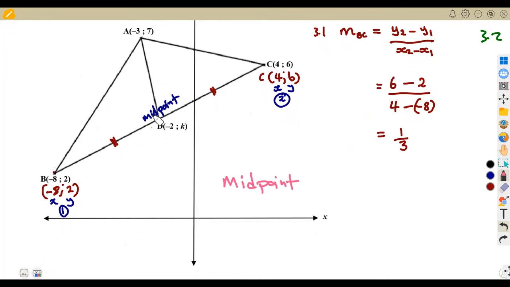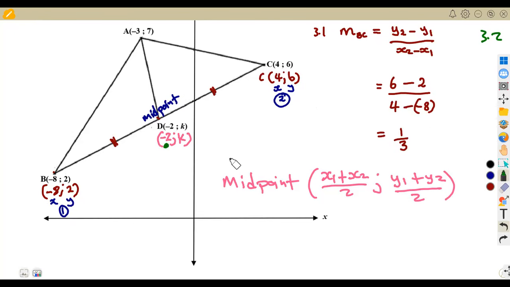The midpoint of any line that you're given, between 2 points, you add the x values, x1 plus x2 over 2. You add the y values, y1 plus y2 over 2, like this. This is how you calculate the midpoint of any given line. So if you check here, they already calculated for you, because you are already given the point D as (-2, k). So they already calculated the x value, the minus 2.